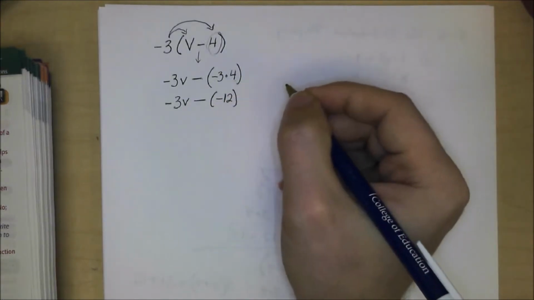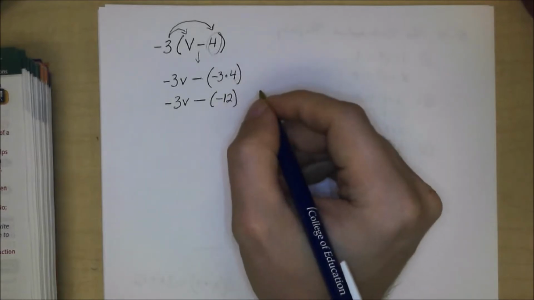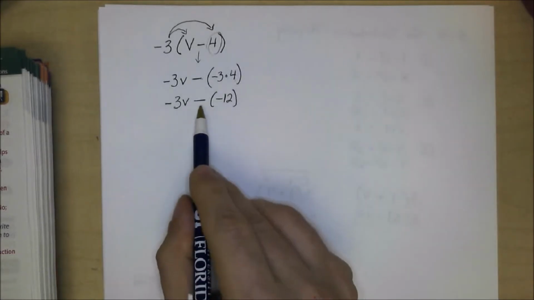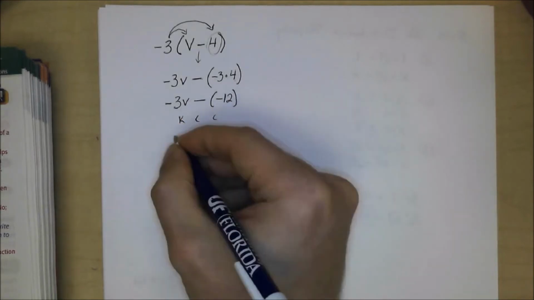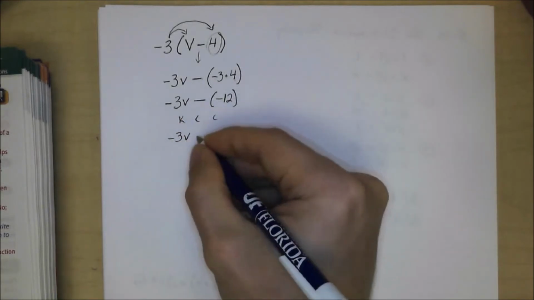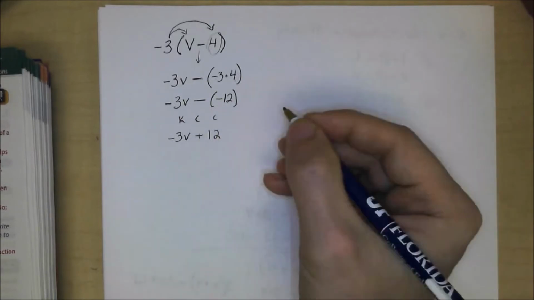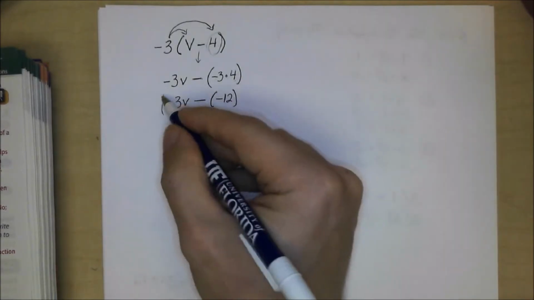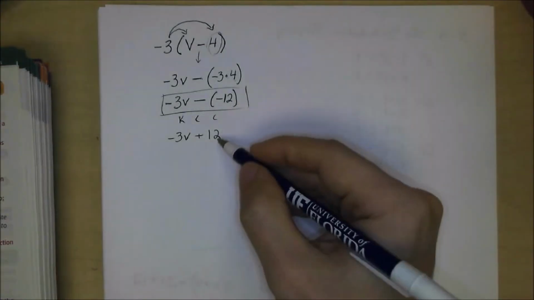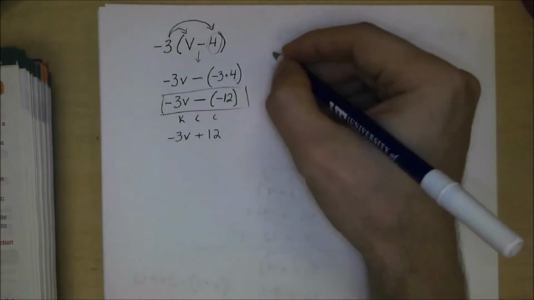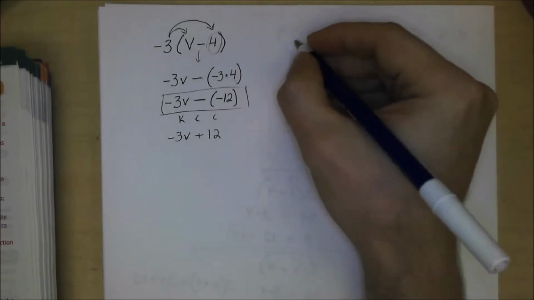And that's it. If you wanted to write it as an addition problem, you could use keep, change, change, and you could rewrite this as negative 3v plus 12, but you don't have to. It's up to you. That answer right there is fine. This is a little bit simpler, but that's okay. So let's take a look at another one.